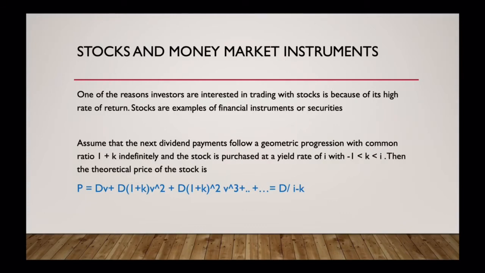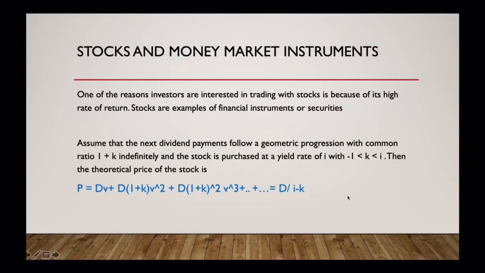So, the formula to find the theoretical price of stock is P = D/(1+K) + D(1+g)/(1+K)^2 + and so on, which is equal to D/(K-g). In this topic, we will be using a lot of formulas related to the sum to infinity formula for the common ratio, which is a/(1-r).